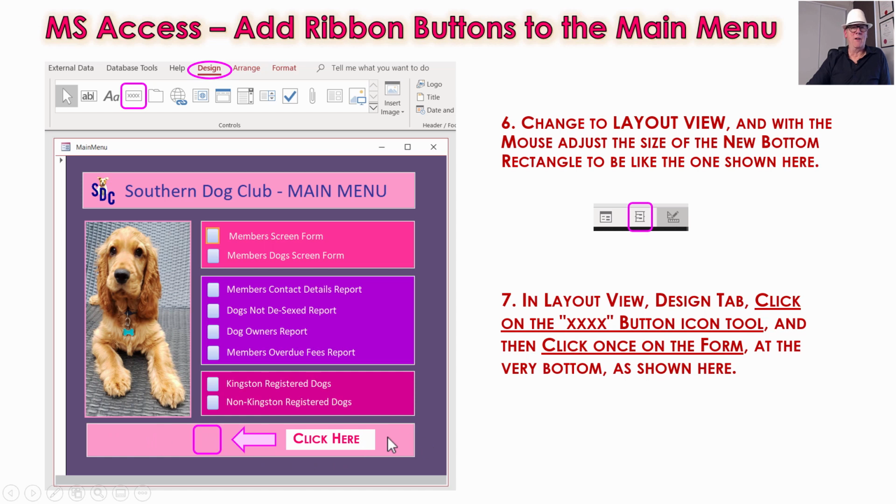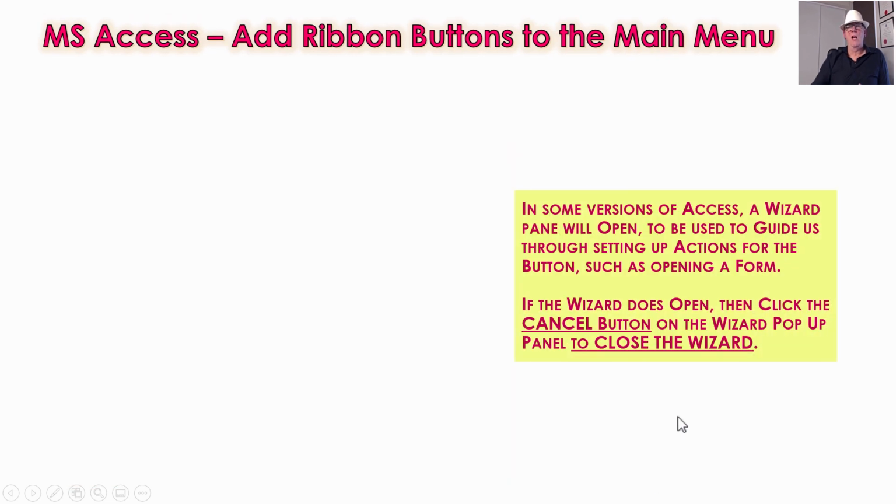We're now going to add a button onto it. So it's the 4 X's one. Click on that to make it active. Click down here on the form, and what does Access do? In some versions, Access will start up this wizard, which helps you set up the button. Now, the version we've got, this 365 version, doesn't seem to have the wizard, so we're not using the wizard.